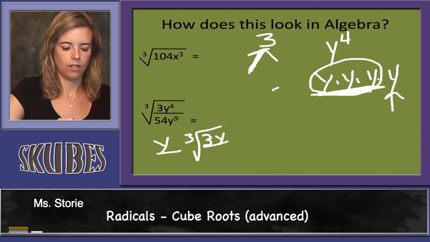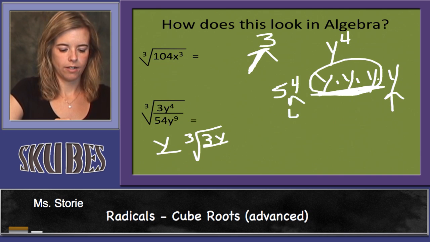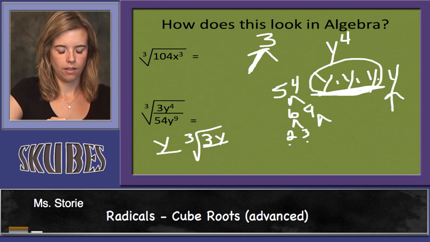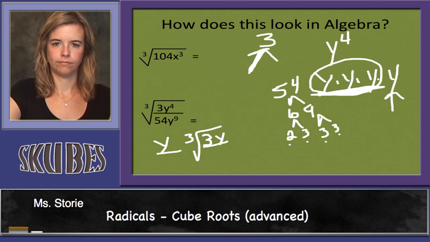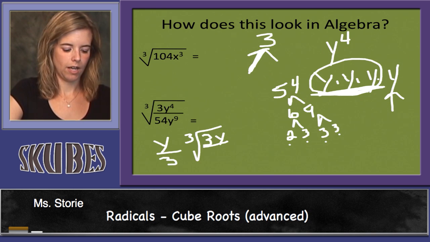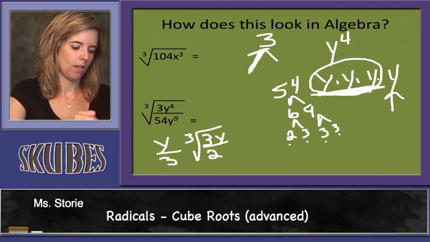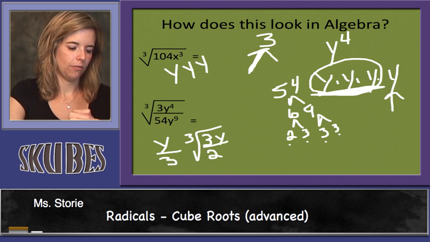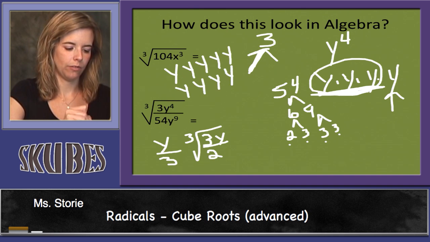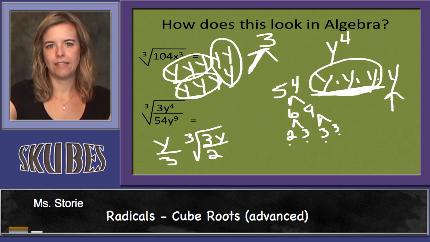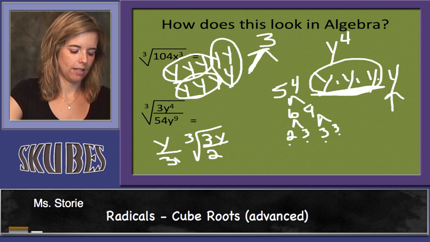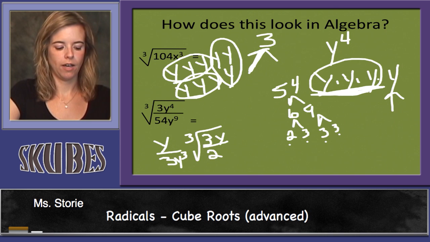Now let's look at 54. All right, if we break down 54, it's 6 and 9. 2 and 3 are primes, and then 3 and 3. So I have a pair of 3's coming out, and a 2 staying in. Now, we have 9 y's. 1, 2, 3, 4, 5, 6, 7, 8, 9 y's, and we're looking for 3's. Got 1, 2, and 3 sets of y's. So I can take them all out, and there's nobody left behind.